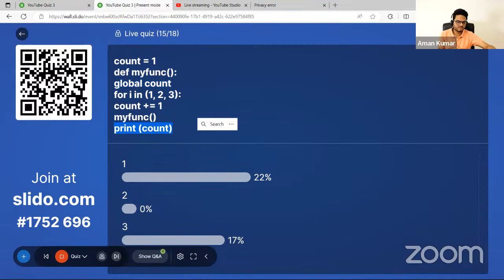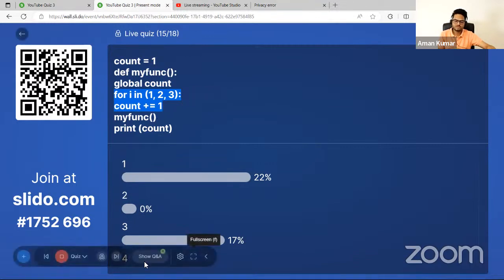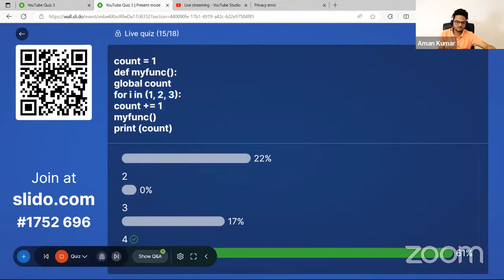There is no point of confusion. Not sure how people are saying 1 and 3. This loop will run 3 times, and your count has value 1 only. First time it will become 2, then 3, then 4. i is not being used anywhere inside the loop. So 4 is the right answer. I did not see that 61% people said 4. That's great. That option was hidden for me. No problem. Let's go to the next one.